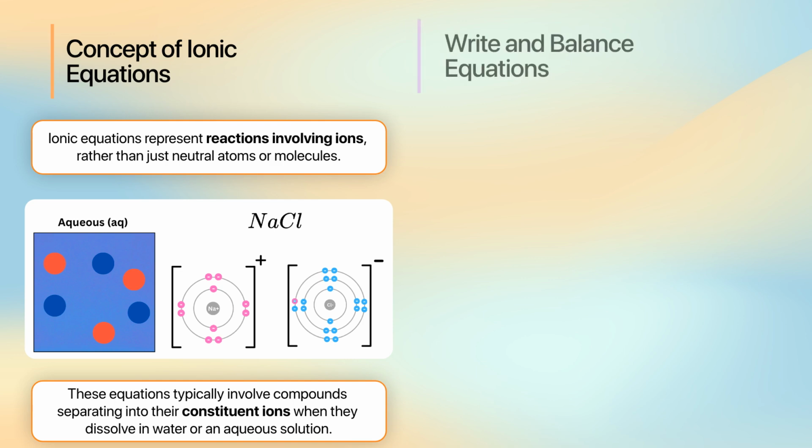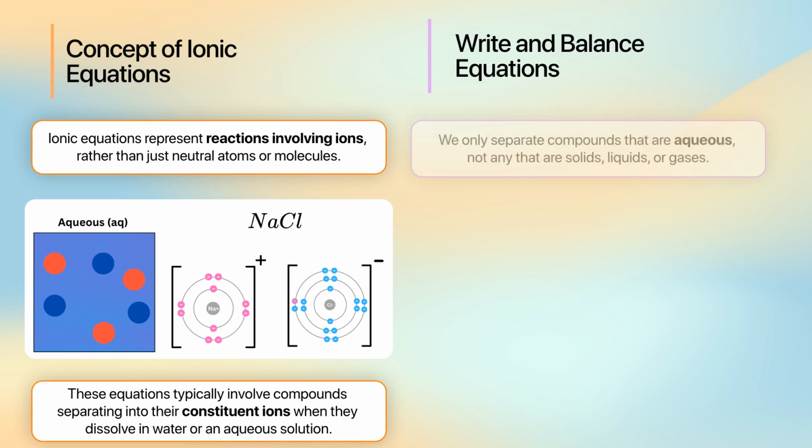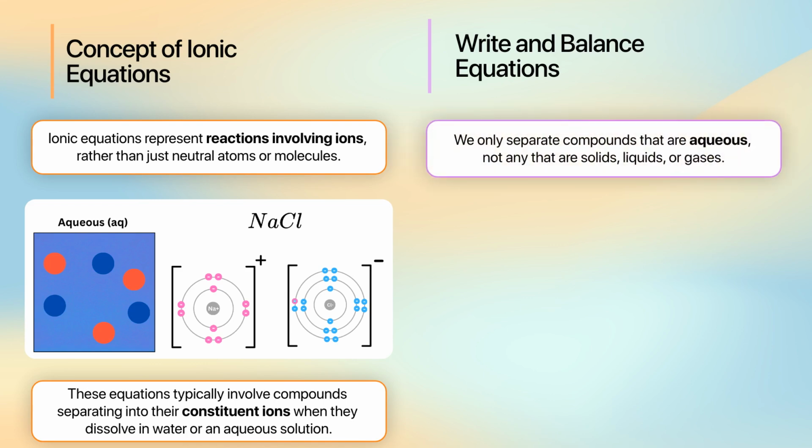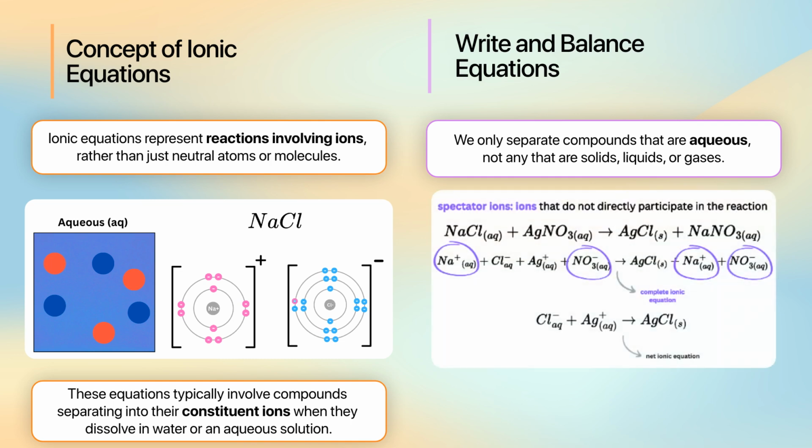We then learned the step-by-step process to write these equations. First, we identified the reactants and products in a chemical reaction. Next, we wrote the complete ionic equation by dissociating the aqueous compounds into their constituent ions. Following this, we identified and excluded the spectator ions, which do not participate directly in the reaction, to simplify the equation to its net ionic form.